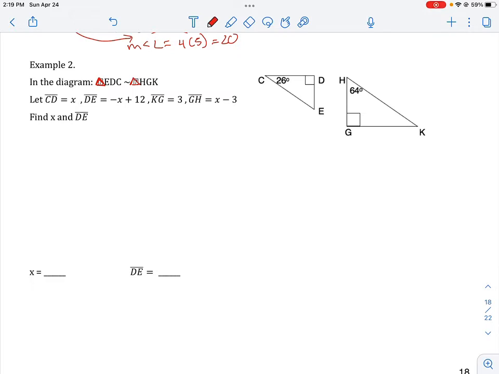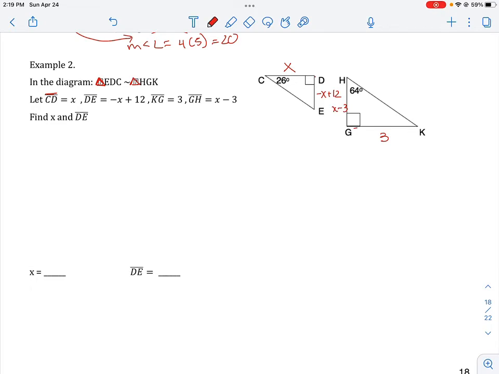So CD, and since I'm giving you two letters, we're talking about the side, that's x. DE is this side, is negative x plus 12. And then KG is this side is 3. And then GH is x minus 3. So I labeled all the parts of the triangle.